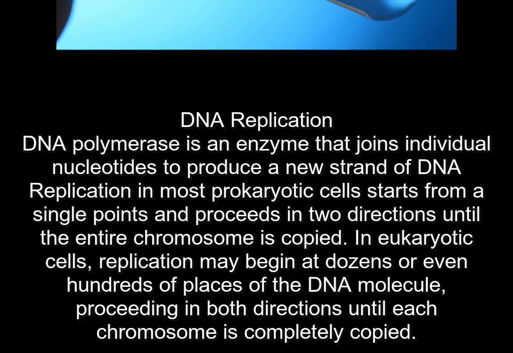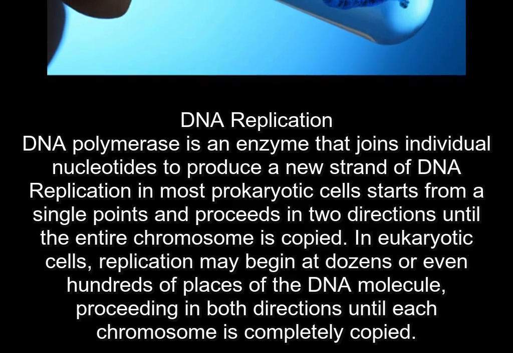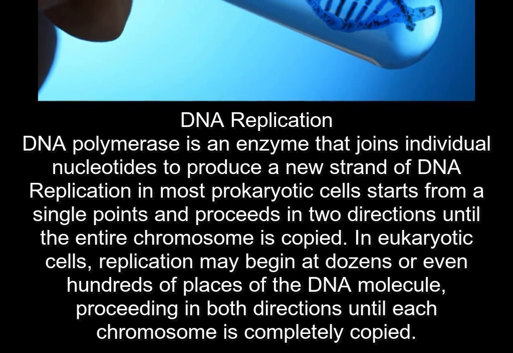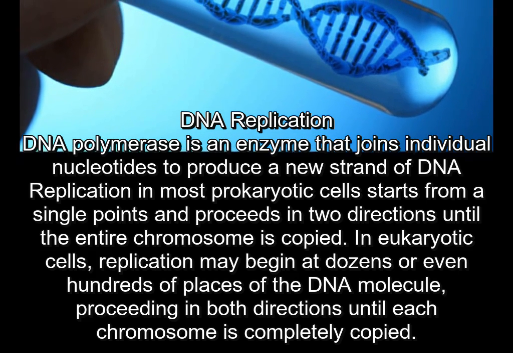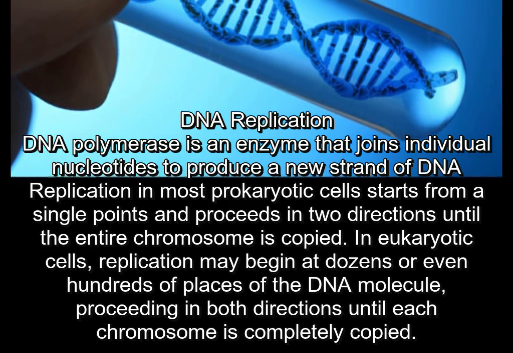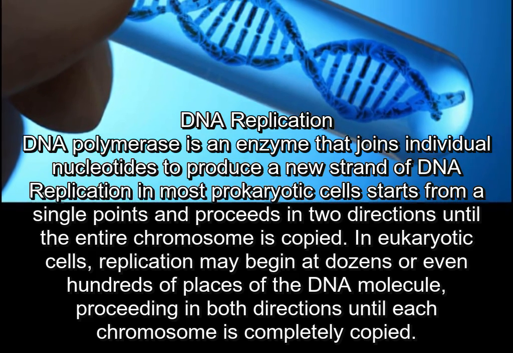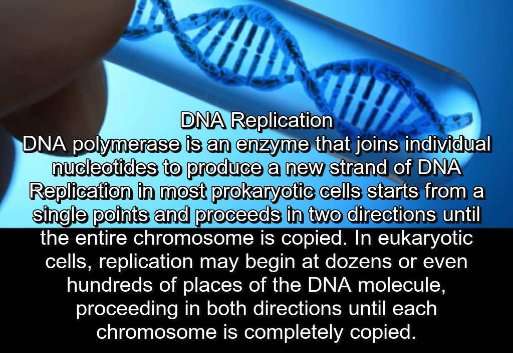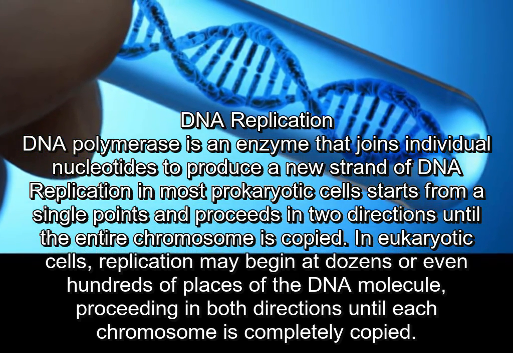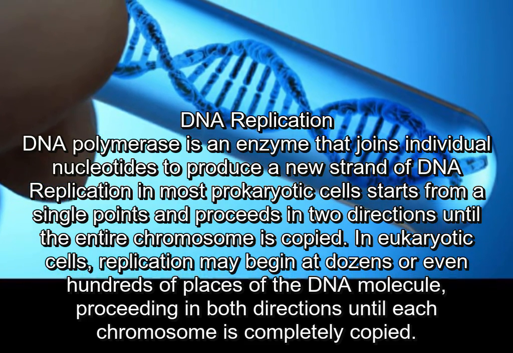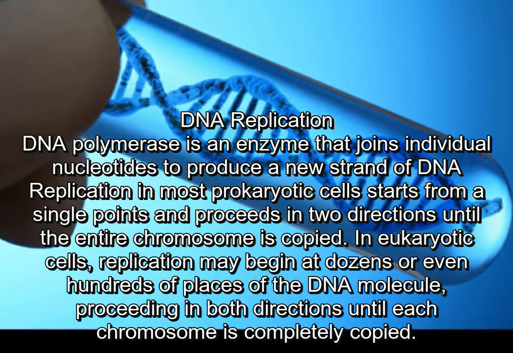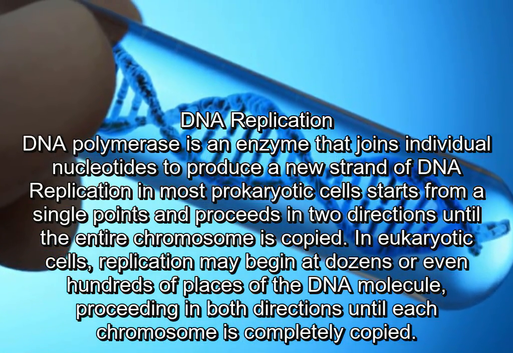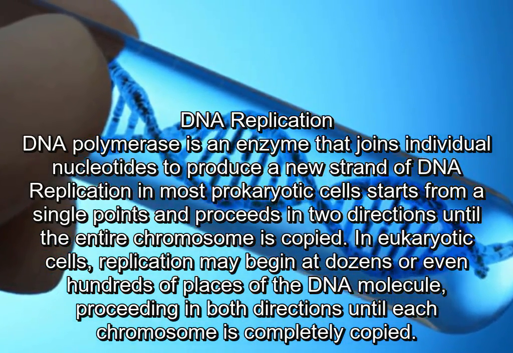DNA replication. DNA polymerase is an enzyme that joins individual nucleotides to produce a new strand of DNA. In most prokaryotic cells, replication starts from a single point and proceeds in two directions until an entire chromosome is copied. In a eukaryotic cell, replication may begin at dozens or even hundreds of places on the DNA molecule, proceeding in both directions until each chromosome is completely copied.